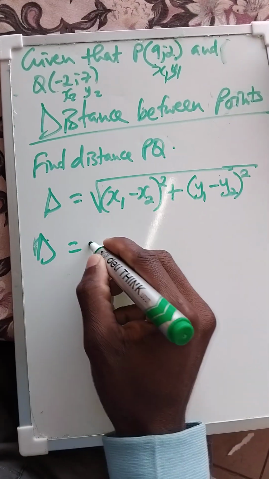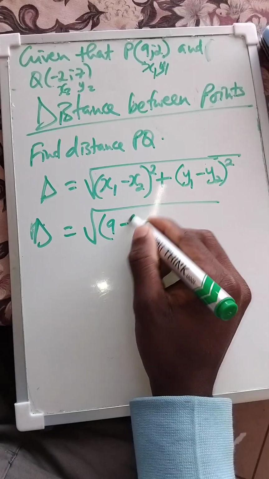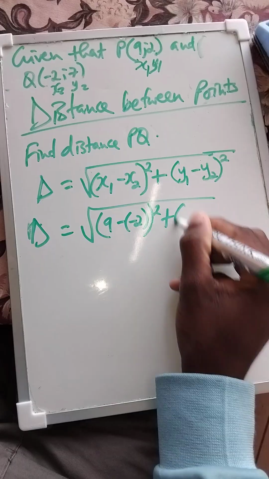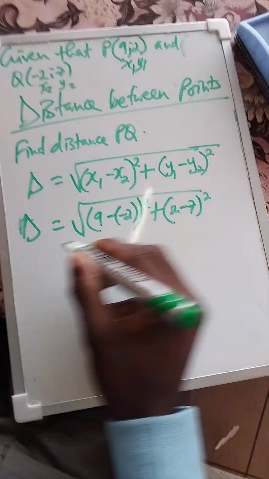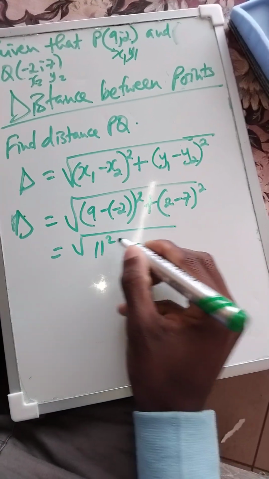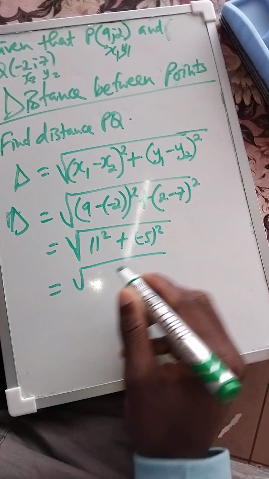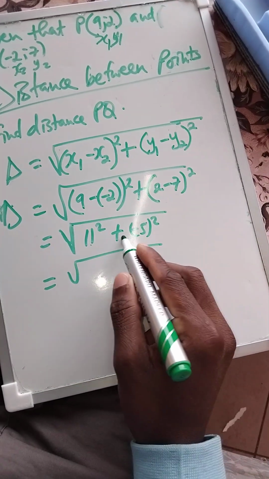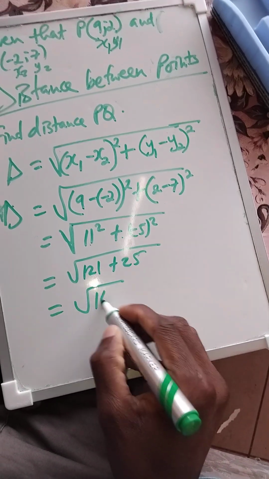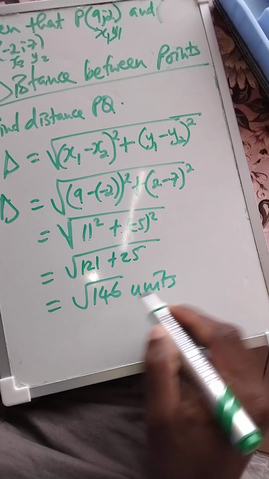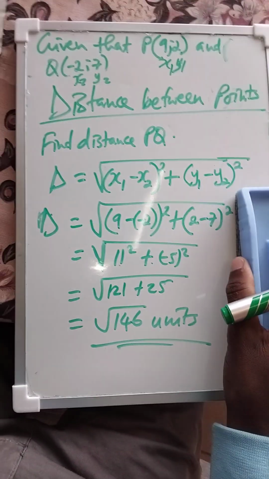Let's substitute: square root of x1, which is 9, minus x2 squared, plus y1, 2 minus 7, squared. So 11 squared plus -5 squared. That is 121 plus 25, which is 146. Remember the units squared. So that is the distance between 2 points.